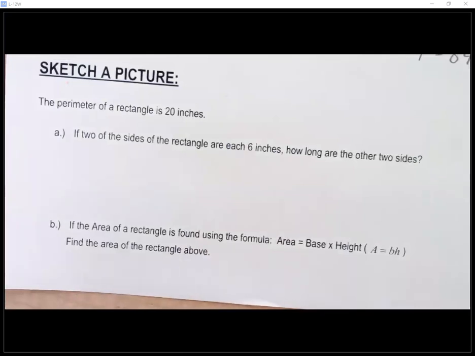It says the perimeter of a rectangle is 20 inches. If 2 of the sides of the rectangle are each 6 inches, how long are the other 2 sides? And then they give me a formula for area. Okay, before we even go on, a rectangle. Let me draw myself a rectangle.